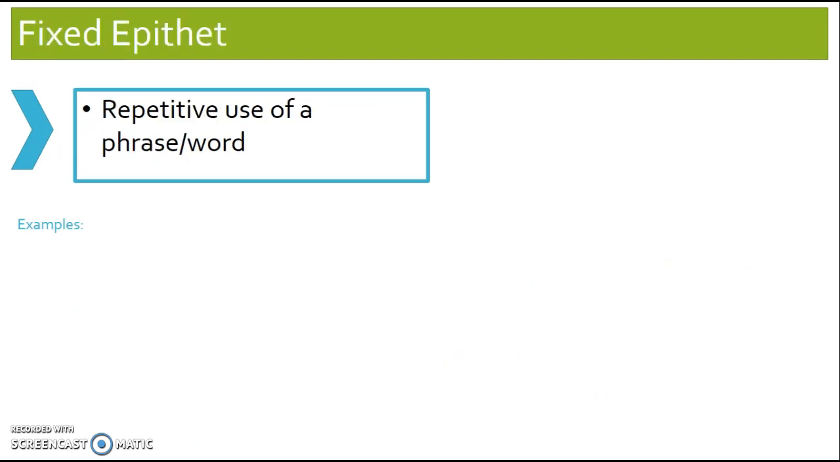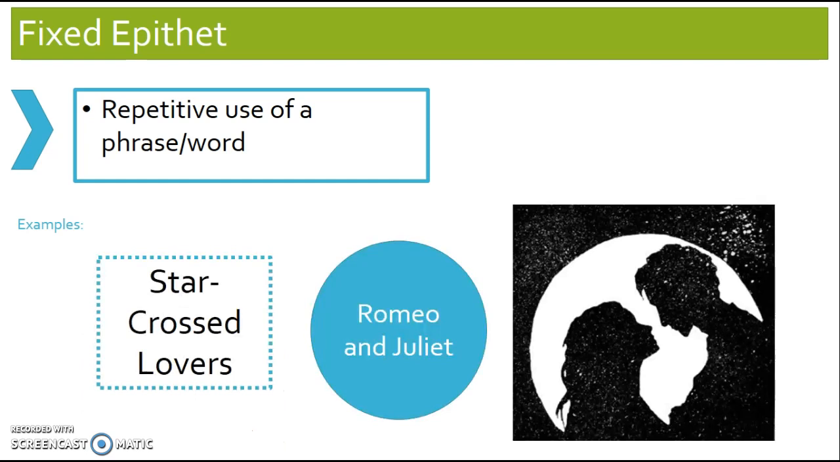So another example of an epithet is a fixed epithet. This is the repetitive use of a phrase or a word. A lot of fixed epithets are seen throughout Shakespearean pieces. For example, in Romeo and Juliet, they are often referred to as star-crossed lovers. This is to show that their fate is that they ultimately die in the end. Sorry, plot twist. But also, it's used to put the romance in broader terms for the audience. So, star-crossed lovers means they're meant to be, they're destined.